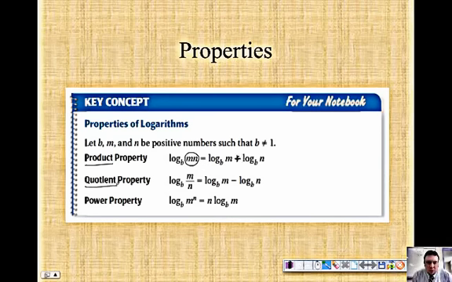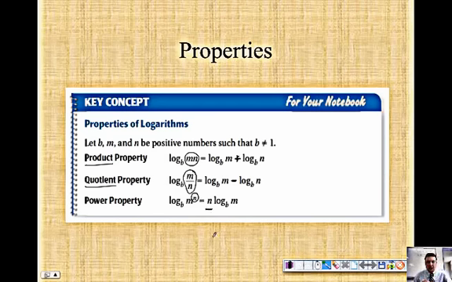Obviously, the second one, quotient property. If you're dividing log base b of something dividing, then you subtract these two, log base b of the top m minus the log base b of the bottom n. And lastly, there's a power property. Basically, if you have log base b of m to some power, all you do is put the power out front, right here. You multiply it, okay?